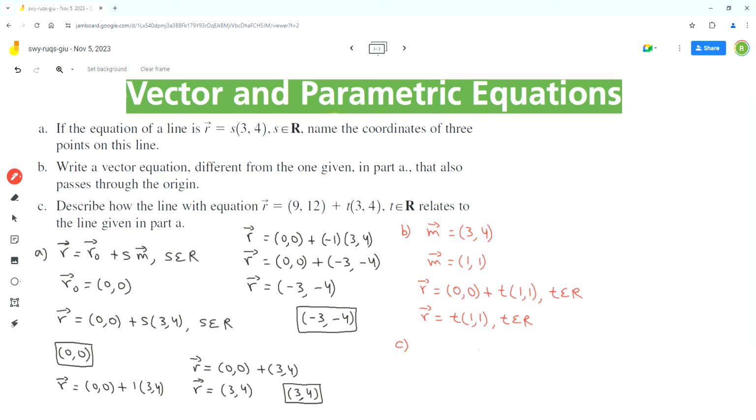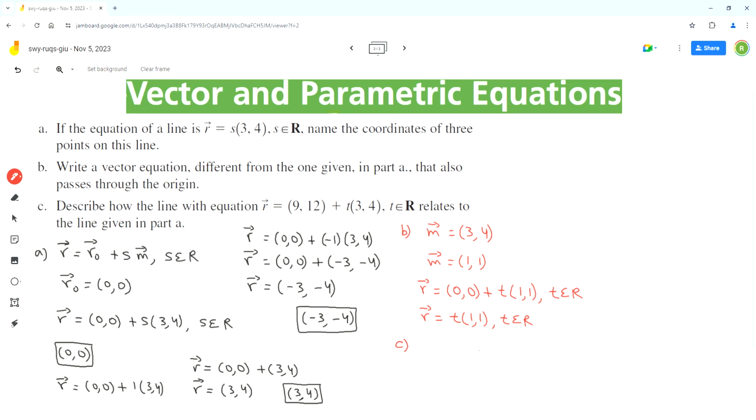Describe how the line with equation r equals (9, 12) plus t(3, 4), t can be any real number, relates to the line given in part A. So we have to compare this line in part C with the line given in part A. So we can see that both lines have the same direction vector 3, 4. So that means these lines are parallel to each other. But we should check if the lines are coincident. That means whether they represent the same line.